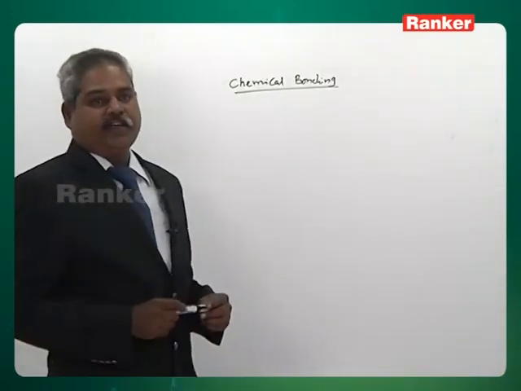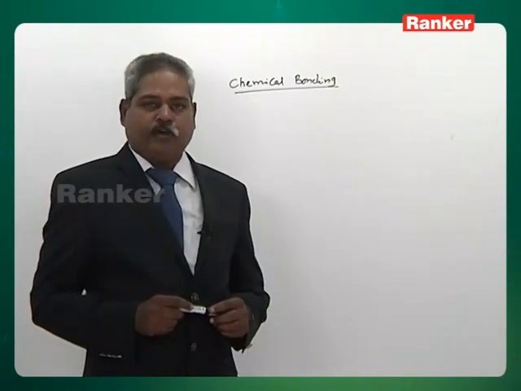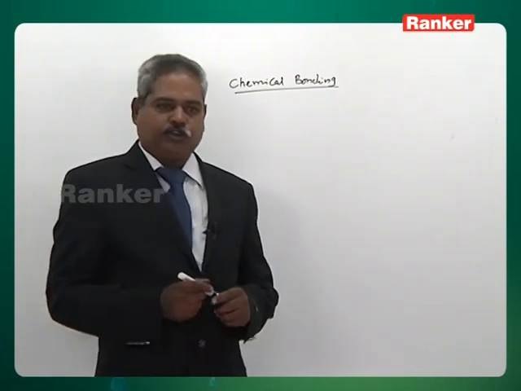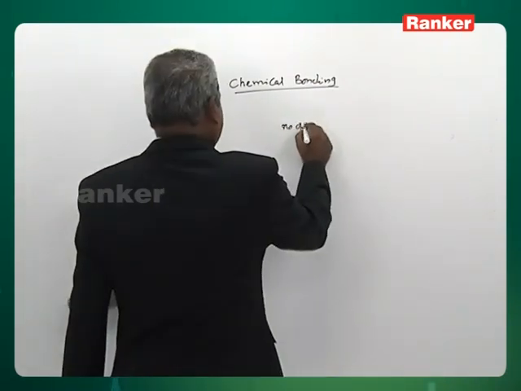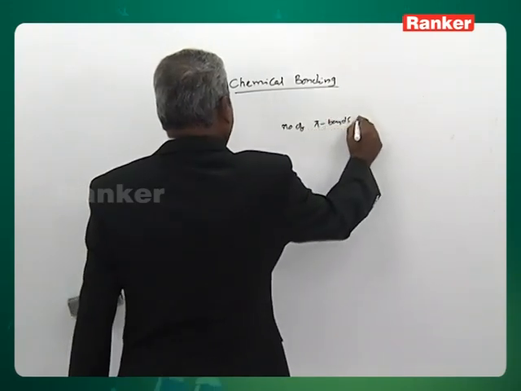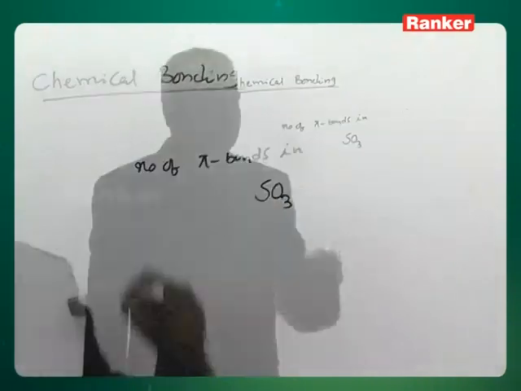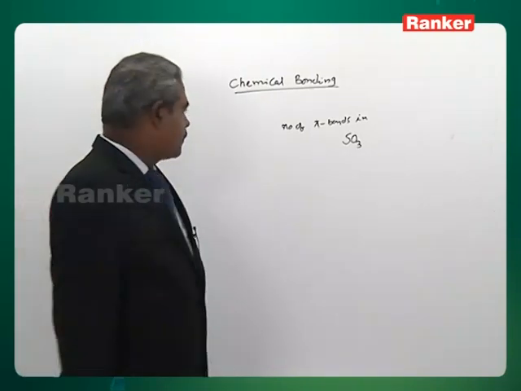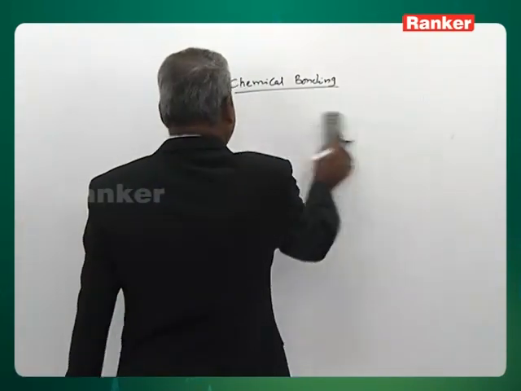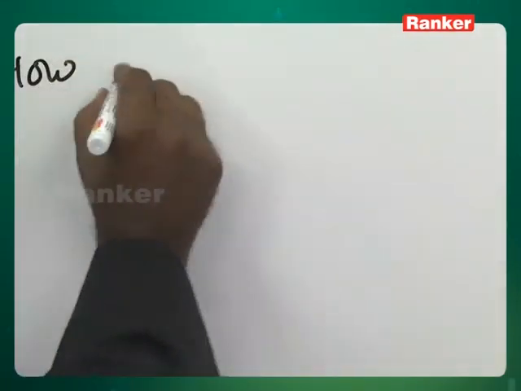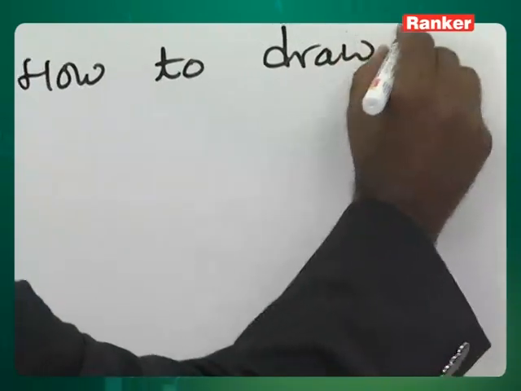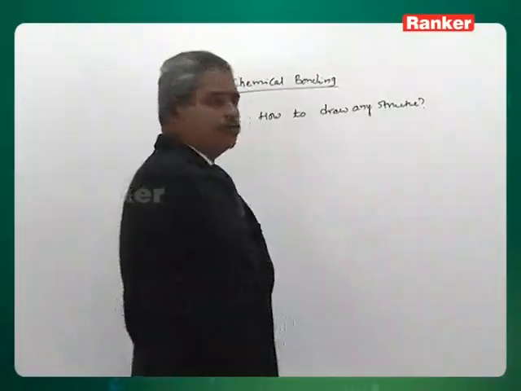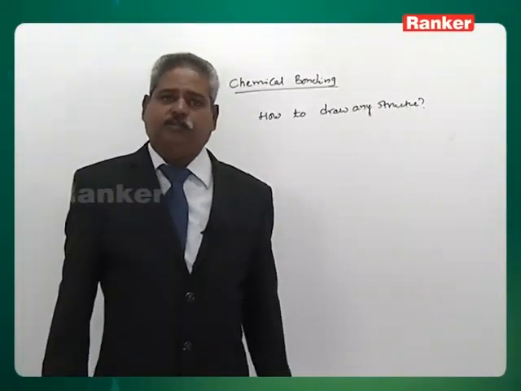And what are the important things from the examination point of view, especially in competitive exams? We will be facing some questions like this: number of pi bonds in SO3. How can you find it? For that you need to know the structure. And for that purpose, first things first, let us learn how to draw any structure. At least this covers most of the structures.